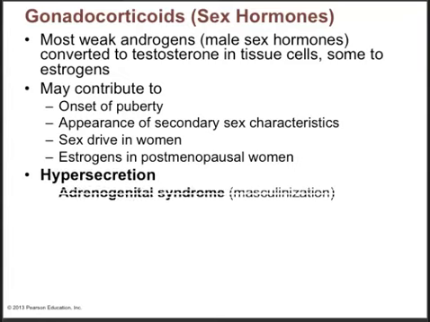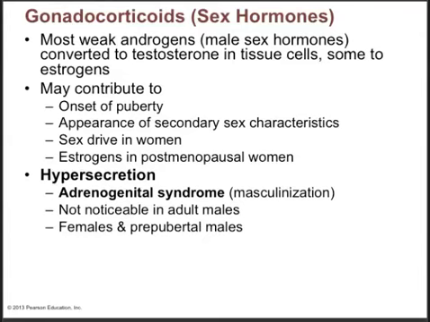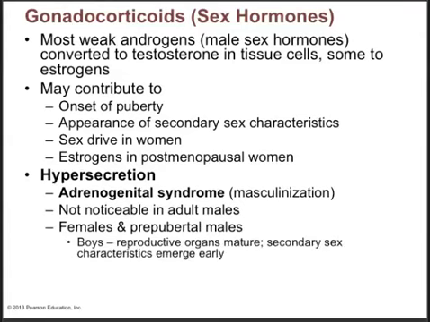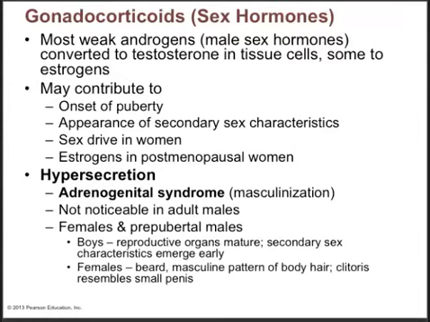Hypersecretion can result in androgenital syndrome, which is masculinization. This isn't noticeable in males, but in females and prepubertal males, what we see are reproductive organs that mature early, and secondary sex characteristics such as axial and body hair, an increase in lean muscle mass and hematocrit and bone density, all of which emerge before the advent of puberty. In females, we see the production of axial and body hair, a masculine distribution of body hair and fat, and the clitoris will enlarge to resemble a small penis.